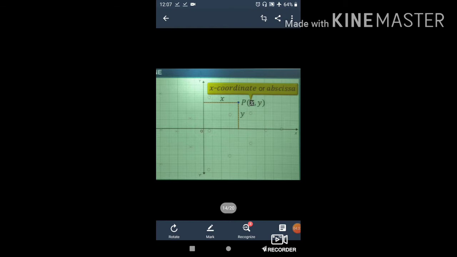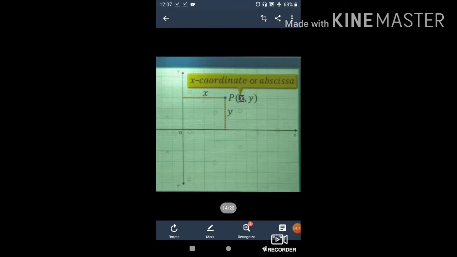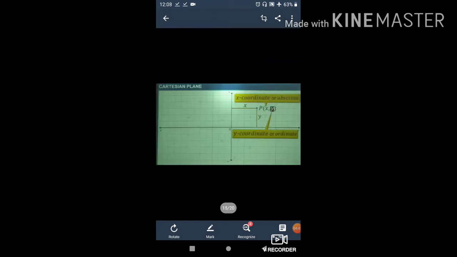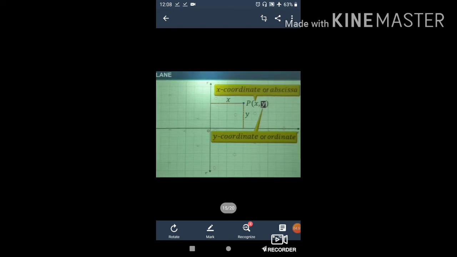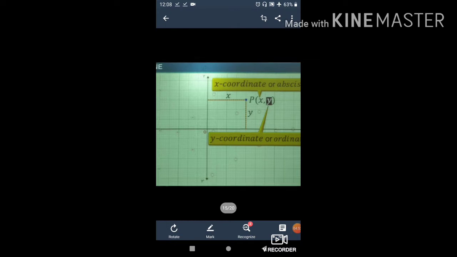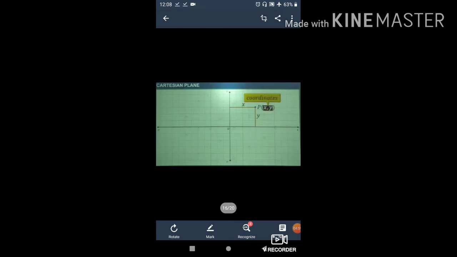So here this x is known as x coordinate, or we can say abscissa. Whereas this y is known as y coordinate, or we can say simply ordinate. Again see, this x is known as x coordinate or abscissa, and this y is known as y coordinate, or we can say ordinate.